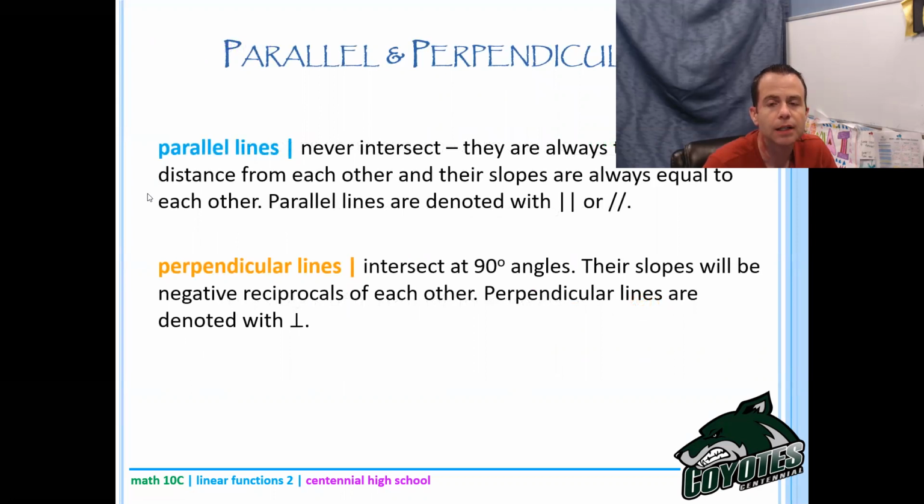Okay, just some formal definitions for you. Parallel lines never intersect. They are always the same distance from each other, and their slopes are always equal to each other. Parallel lines are denoted with 2 vertical lines, or sometimes you'll see them as 2 slanted lines as well. Perpendicular lines intersect at a 90-degree angle. Their slopes will be negative reciprocals of each other. And perpendicular lines are often denoted in math with something that looks kind of like an upside down capital T, okay?